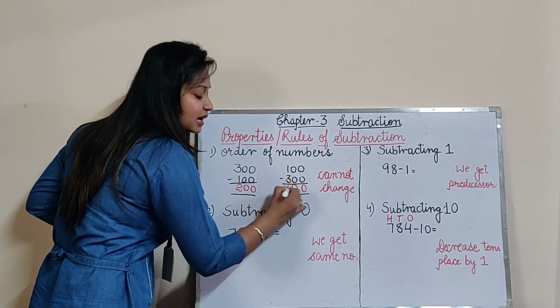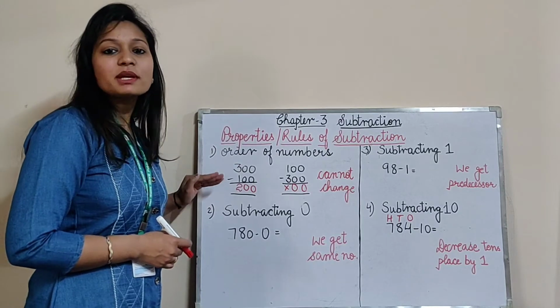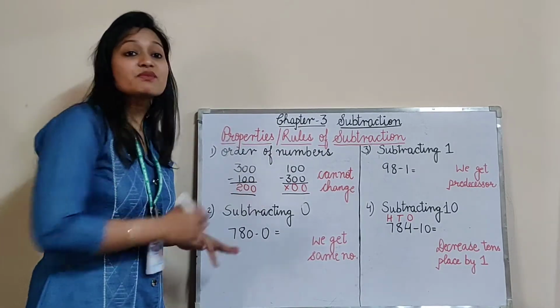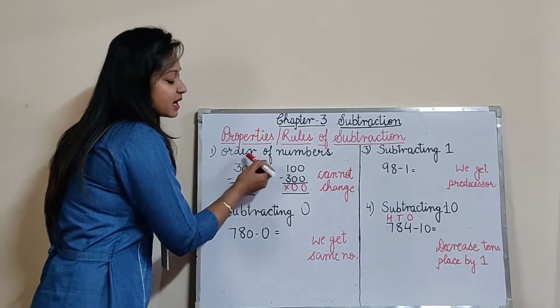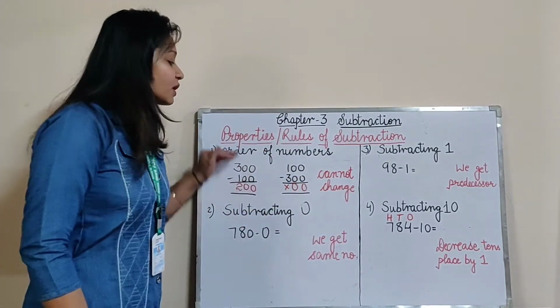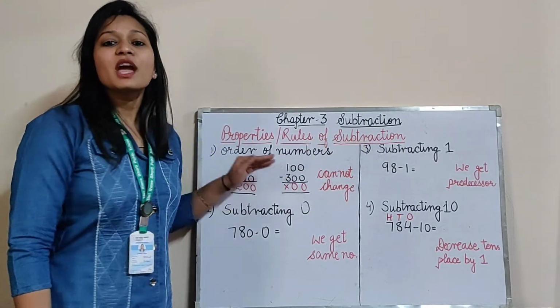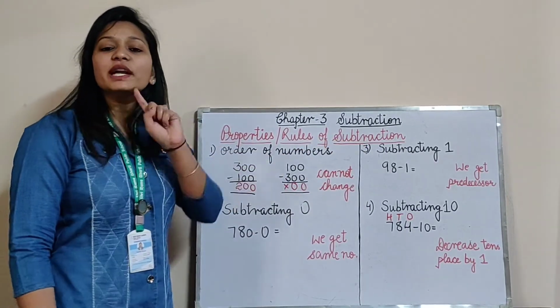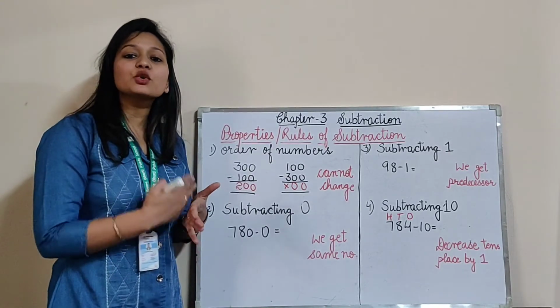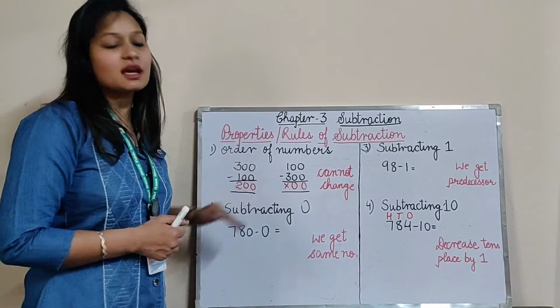But 1 minus 3 I cannot do. So this is easy for me to do, but not this. So it says order of numbers cannot be changed. Order of numbers cannot be changed in the case of subtraction, though we can change it in case of addition only, because in addition 2 plus 1 and 1 plus 2 remain the same, and in this case it doesn't remain the same.